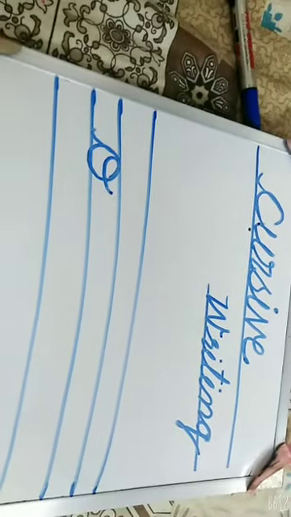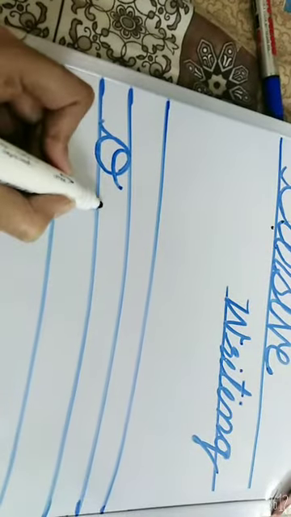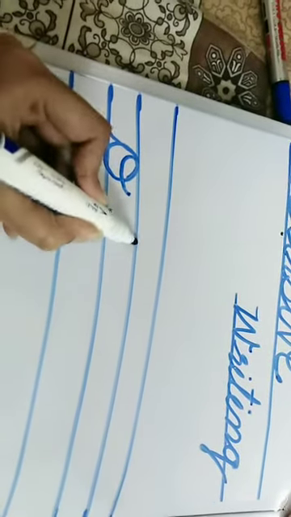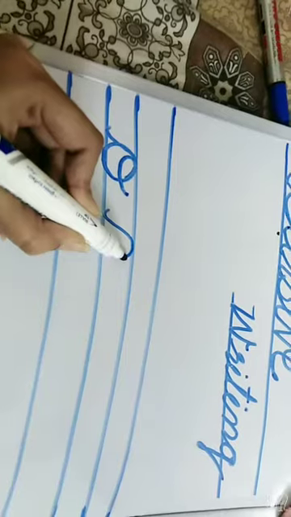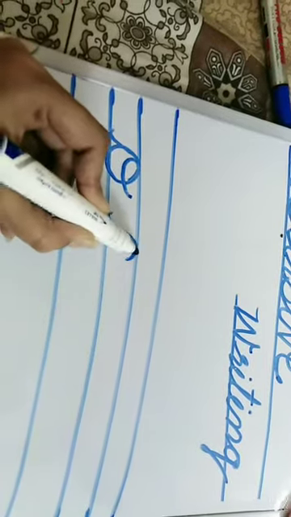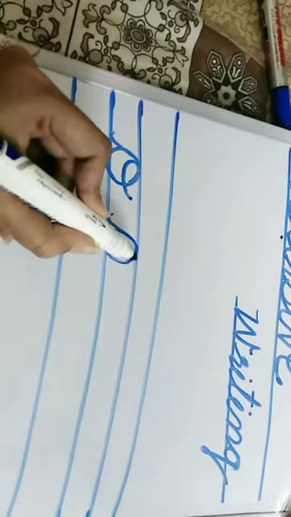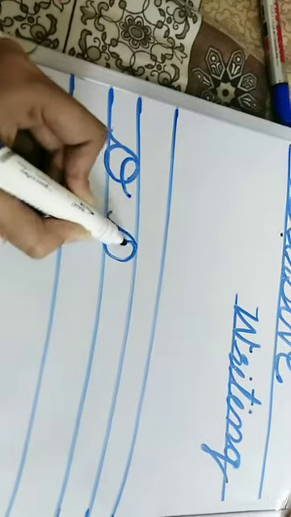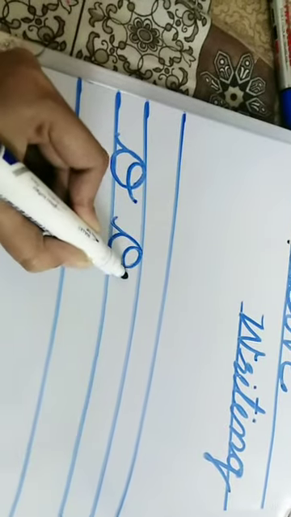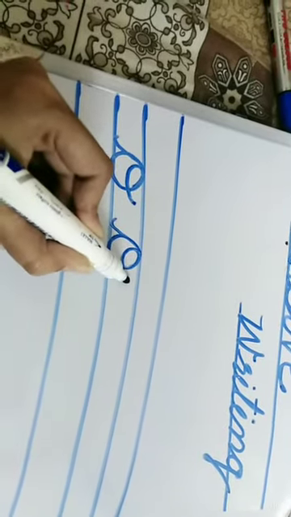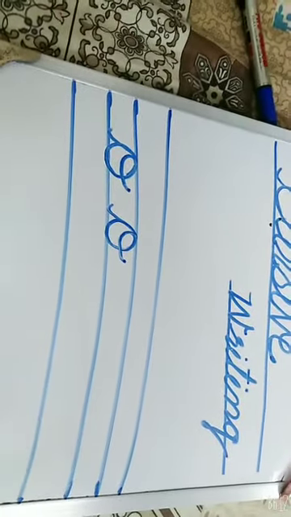Once again I'm writing here. Touch the third line, slide diagonally to the second line, move your marker forward and backward, make a circle here, complete this circle, then take this line out from this circle between the second and third line. Now pick up your marker. This is lowercase character O.